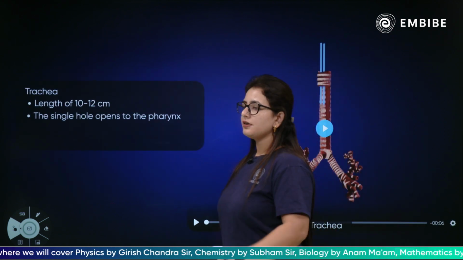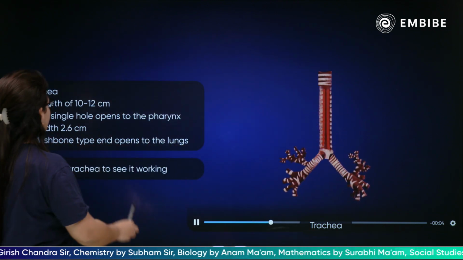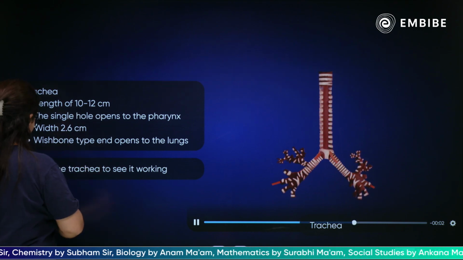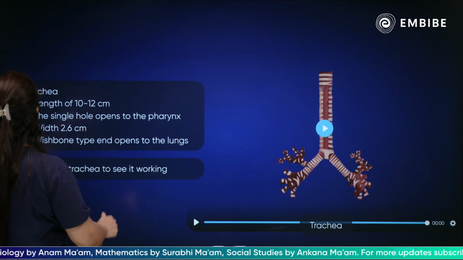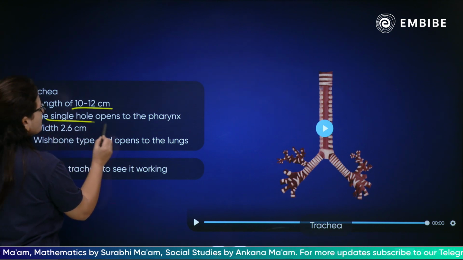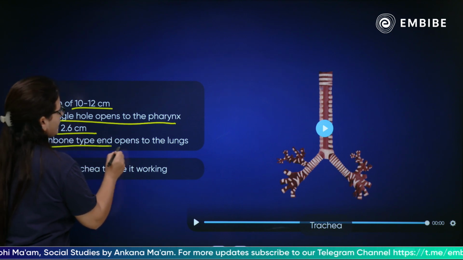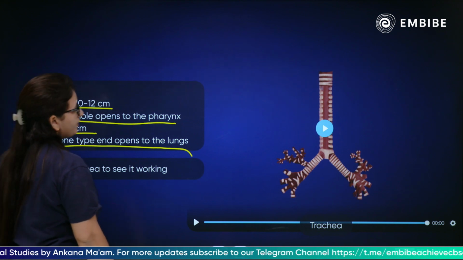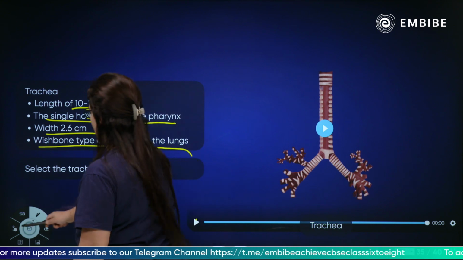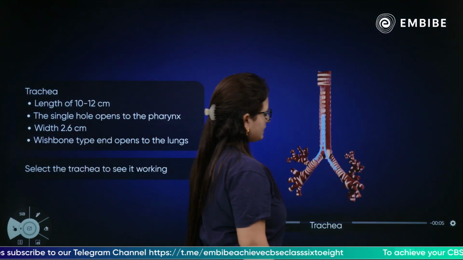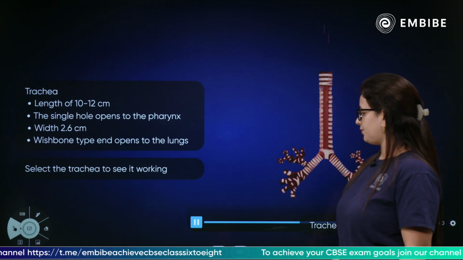What are the functions? Children, the characteristics of the trachea: it is generally 10 to 12 centimeters long. A single hole opens into the pharynx. The width is 20.6 centimeters. It is wishbone type and opens into the lungs. Select the trachea. Can you see this, children? This is how the air passes in and out. These are the characteristics of the trachea.